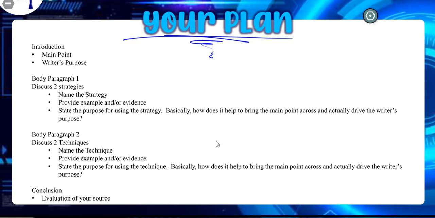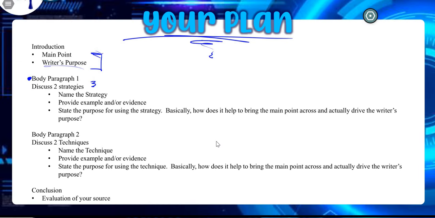All right, so what I did was I said introduction, and in the introduction I would put the main point of my piece, or the writer's piece rather, and state the writer's purpose. Then I said I would get 2 body paragraphs, and in the first body paragraph I would discuss 3 strategies. And how I would do that is I would name the strategies, I would provide examples or evidence, and I would state the purpose for using the strategy. So basically, how does it help to bring the main point across and drive the writer's purpose? So that's what I asked myself whenever I was going to discuss things like this.